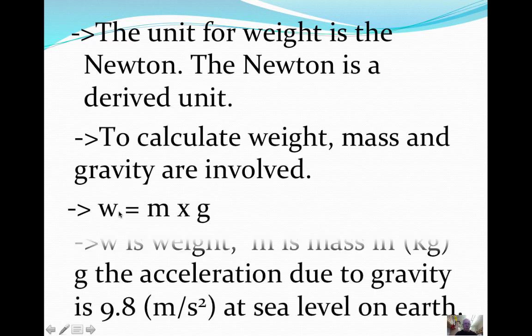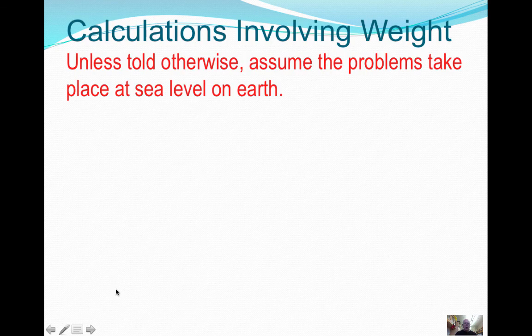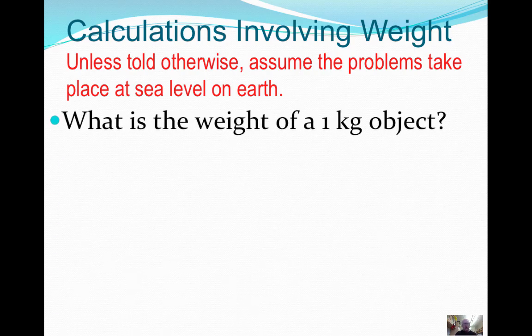So the formula here is W = mg. W is the weight, m is the mass in kilograms, and g is the acceleration due to gravity. And we know that's 9.8 at sea level on Earth. And unless we otherwise talk about it, let's just assume that we're at sea level on Earth, and Monroe is pretty close to being at sea level. And we're also on Earth, as you well know. Okay, so let's try it out here.